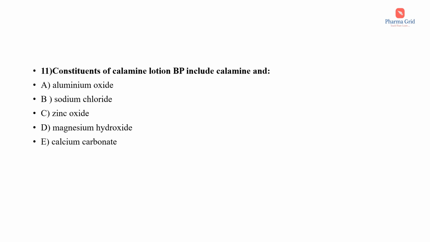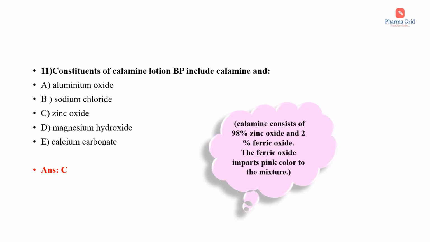Constituents of calamine lotion VP include calamine and the options are aluminium oxide, sodium chloride, zinc oxide, magnesium hydroxide and calcium carbonate. So here the correct answer is option C, that is zinc oxide. We all are familiar with this calamine lotion. Calamine consists of 98% zinc oxide and 2% ferric oxide. This ferric oxide imparts pink color to the mixture.